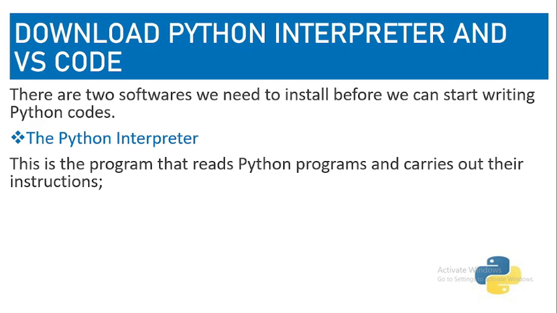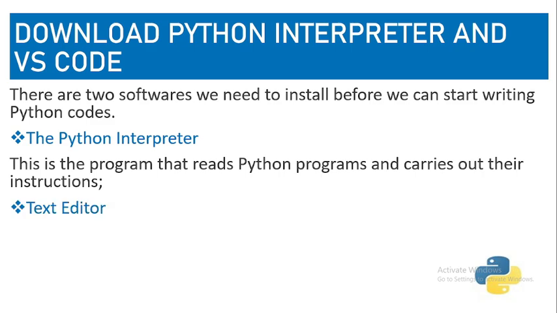Normally, the code we type is in a human readable format. Computers do not understand human readable format. The Python interpreter takes the code we type in human readable format and converts it into machine format so that the computer can run it. So we need to download and install the Python interpreter.